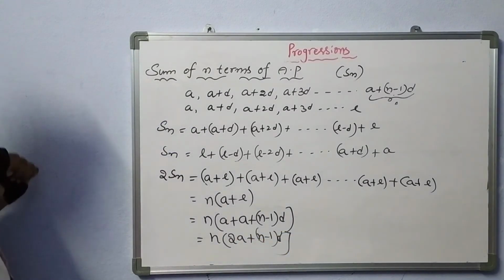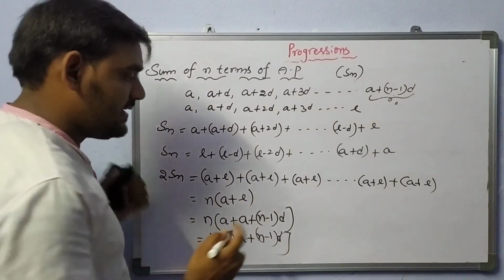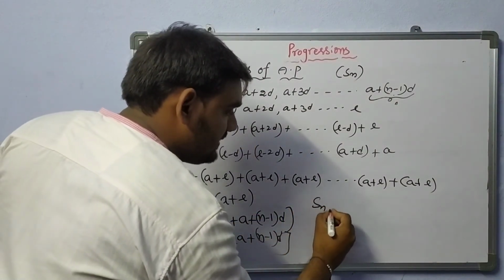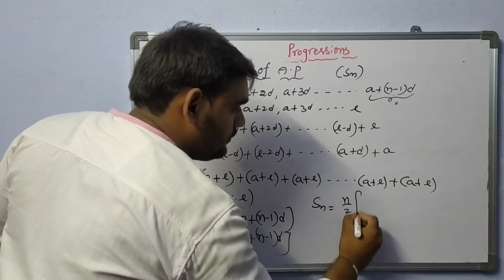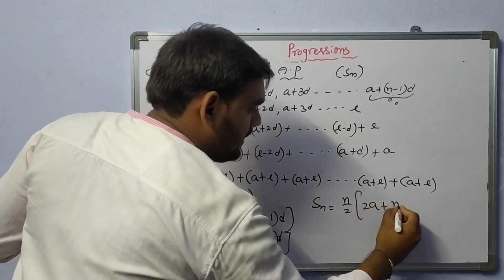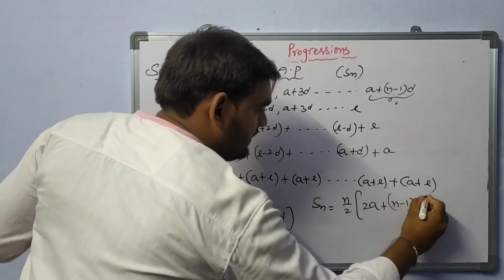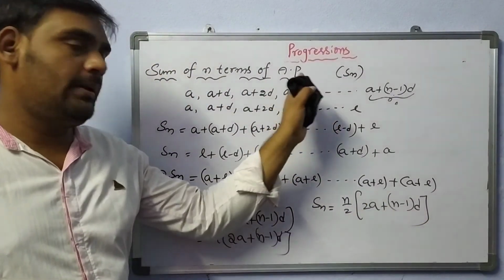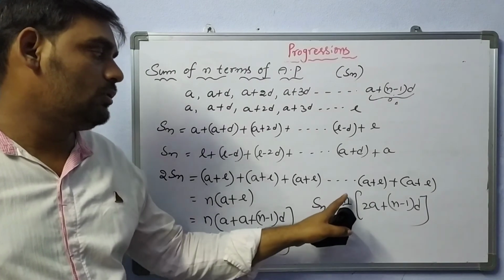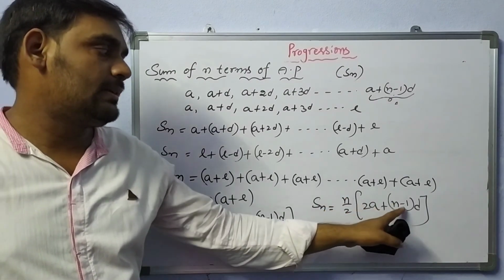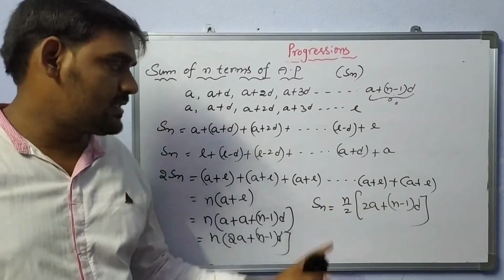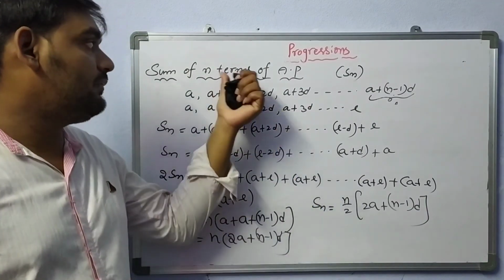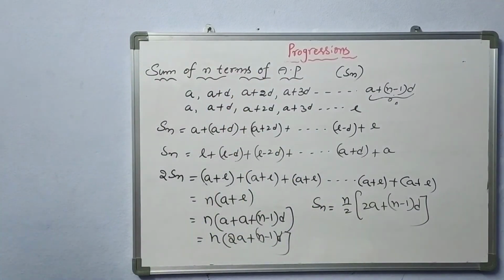Now this can be written as Sn is equal to n by 2 into 2a plus n minus 1 into d. This is the formula to find the sum of n terms of an AP. See here, Sn is equal to n by 2 into 2a plus n minus 1 into d is the formula to find the sum of n terms of AP.